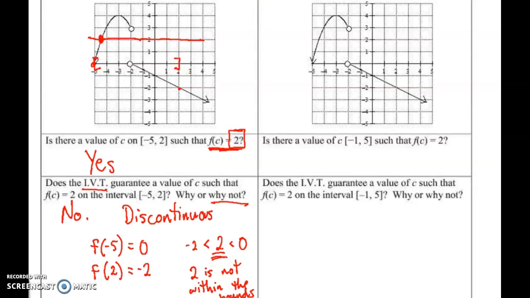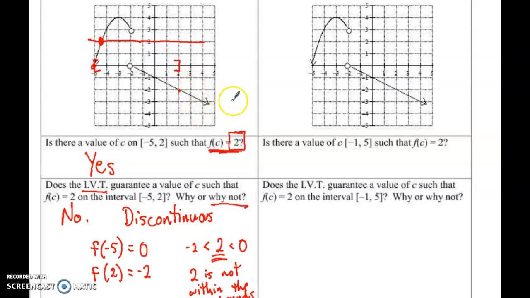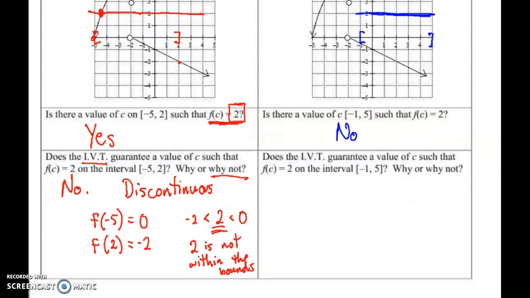And the same thing goes with the next one, because if you look from -1, I think that's right here, to 5, right here, and they're asking the same question, c equals 2, well, 2 is up here. I'm just going to draw the horizontal line. Definitely the graph does not equal 2, so no, there's no such value. Now the reason is slightly different here. Does the intermediate value theorem guarantee a c? Well, no, it doesn't, because you didn't get a c value.